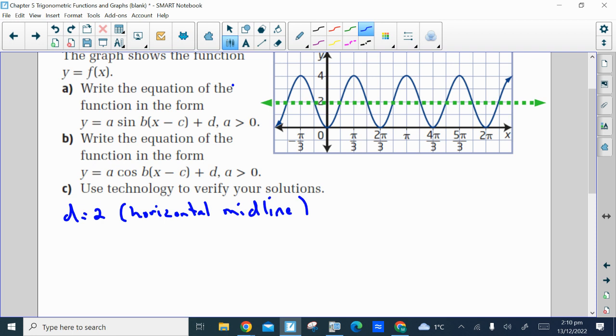So once you have that, then I think it's quite easy to see what A is. The amplitude, A, is the distance from that horizontal midline to the max or down to the min. And it's 2 units away. The maximum is 2 units above that line. The minimum is 2 units below that line. So that is our A value, 2. It is our amplitude.